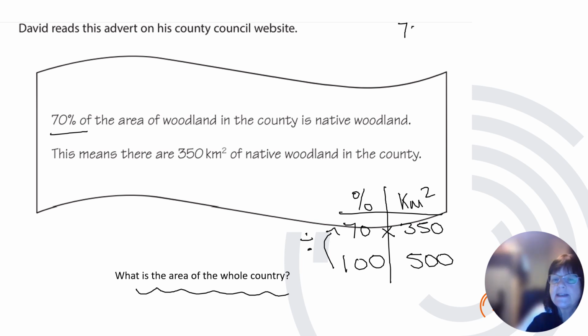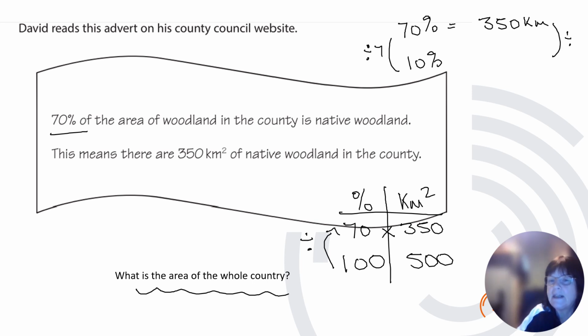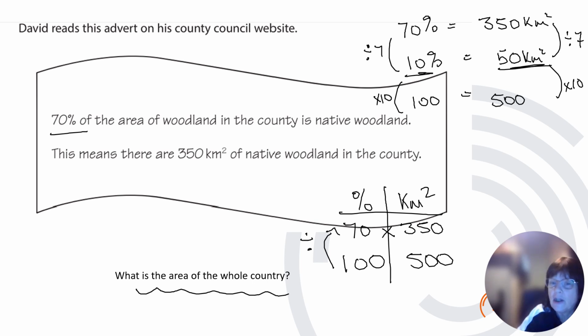Now, if you didn't have a calculator, think about it like this. We know that 70% is equal to 350 kilometres. So what do we think 10% is? Okay, so to get from 70 to 10, I divide by 7. So I'm going to do the same here, divide by 7. And 350 divided by 7 would give you 50 kilometres squared. Okay, so if 10% is 50, then 100% would be 10 times that. So 100% would be 500 kilometres.